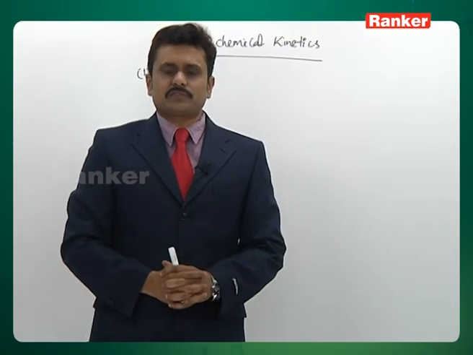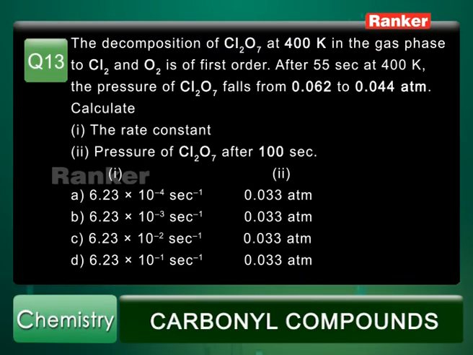Then we have the decomposition of Cl2O7 at 400 Kelvin in the gas phase into Cl2 and O2, which follows first order kinetics. It is given that after 55 seconds at 400 Kelvin, the pressure of Cl2O7 falls from 0.062 to 0.044 atmosphere. You have been asked to find, first, the rate constant, and second, the pressure of Cl2O7 remaining after 100 seconds.